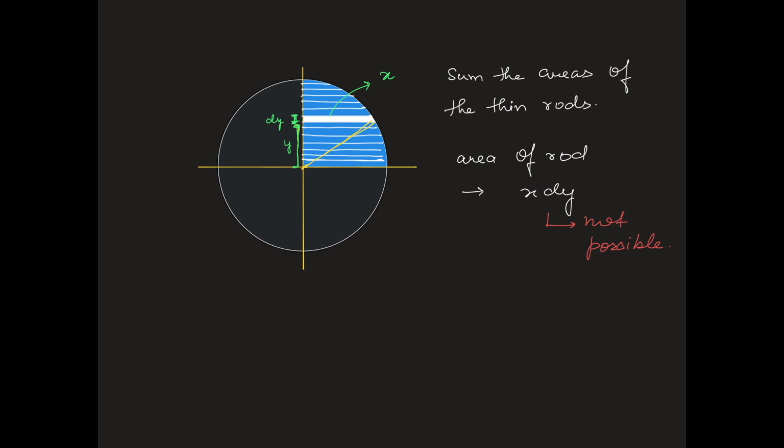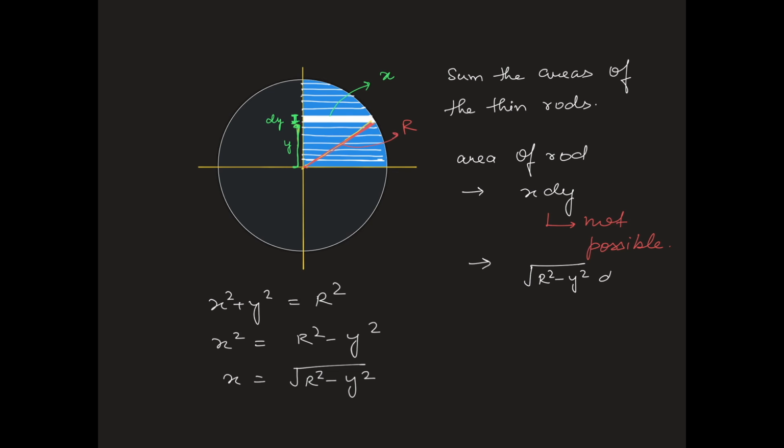You try to find out a relationship between x and y, and the relationship between x and y is fairly obvious in this case. आपको सीधे सीधे दिखाई दे रहा होगा. If this is radius r, then we can very easily say that x square plus y square equals to r square. So x square equals to r square minus y square, or x is simply equals to root under r square minus y square. Now I can write the area of the rod as root under r square minus y square into dy. And in order to find now the area of the quarter disk, all we are going to do is integration of root under r square minus y square into dy.